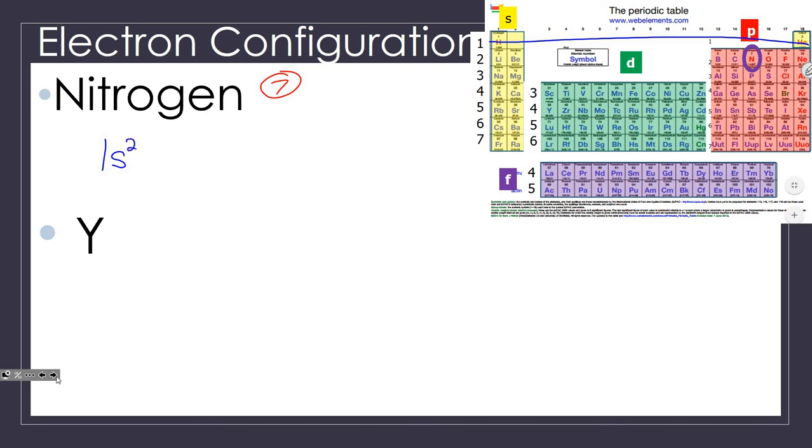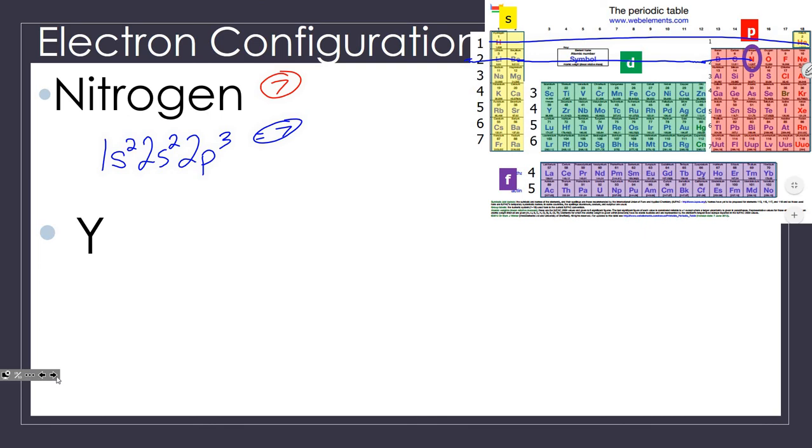There's 2, so we're doing a superscript 2. Then we're going to get the second row. We're going to hit the 2s, and we're going to go through 2. Then we hit the second row, the 2p, and we're going to go how many in? 3. Done. These numbers right here, 2, 2, and 3, all add up to 7. Okay, this is another way to do it. You've got to be able to do both ways, the orbital notation and the electron configuration.